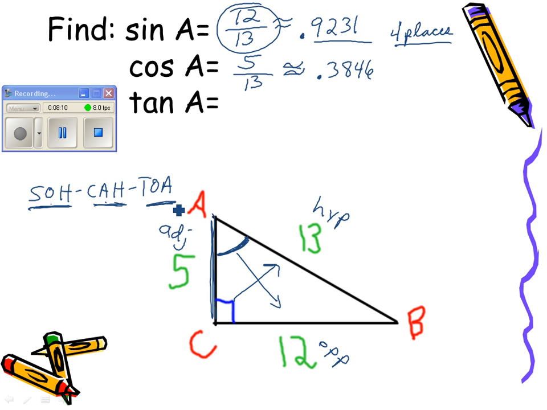Tangent deals with opposite and adjacent. So we're going to write our fraction. Opposite leg is 12. Adjacent is 5.